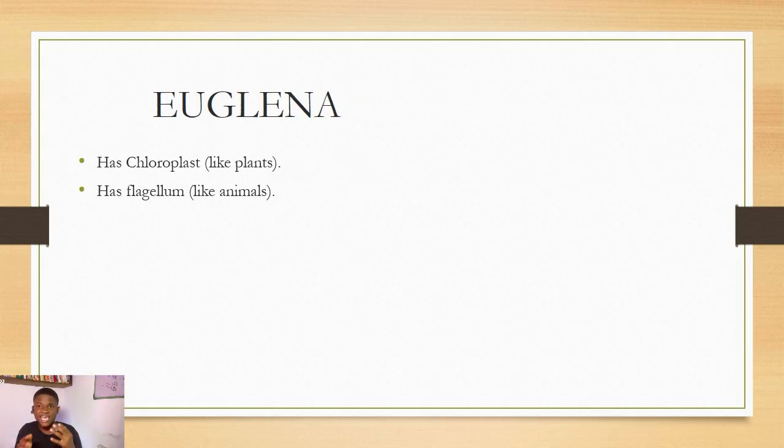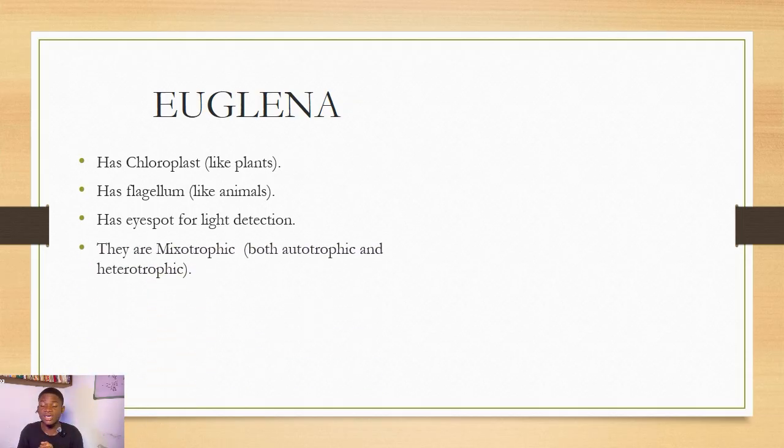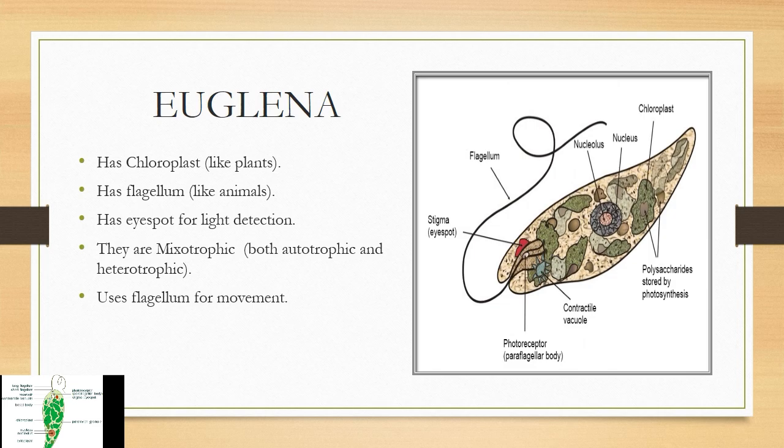So in your exams like WAEC and NECO, you should be able to differentiate between the plant-like characteristics and the animal-like characteristics. Next, they have an eye spot for light detection. That means if it detects a stimulus, it can move away. So that is irritability. Then they are mixotrophic. What's the meaning of mixotrophic? They have both autotrophic and heterotrophic nutrition. That is Euglena for you. They use flagellum for movement. Their organelle of movement is the flagellum. You can see the diagram of Euglena.